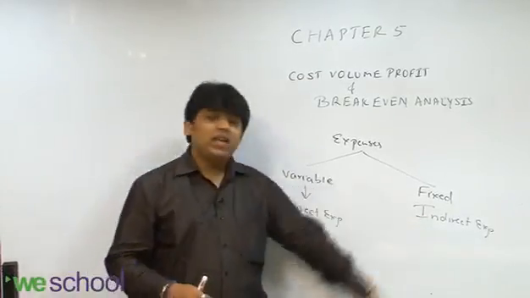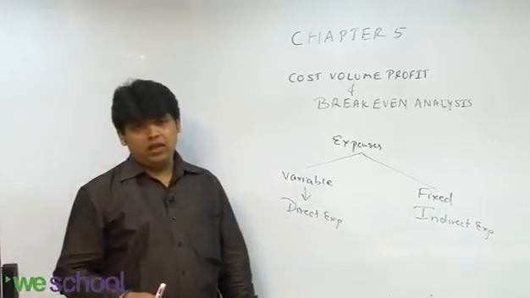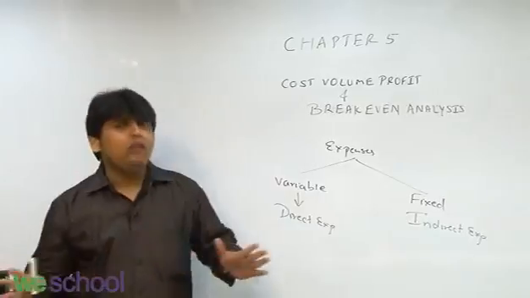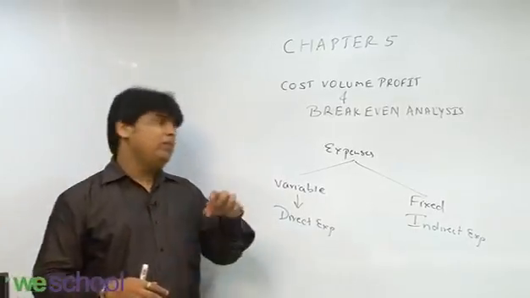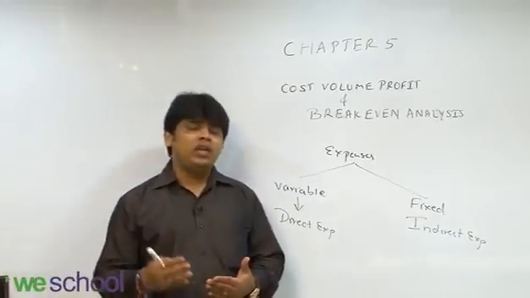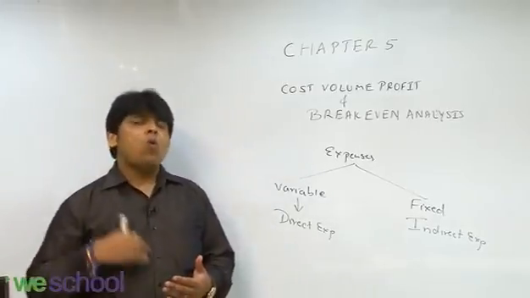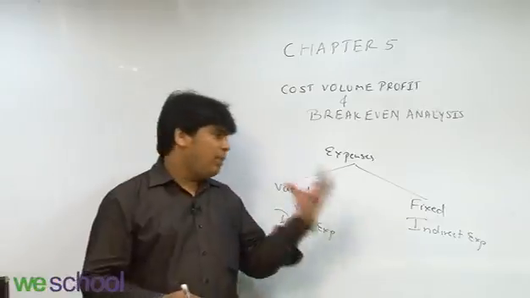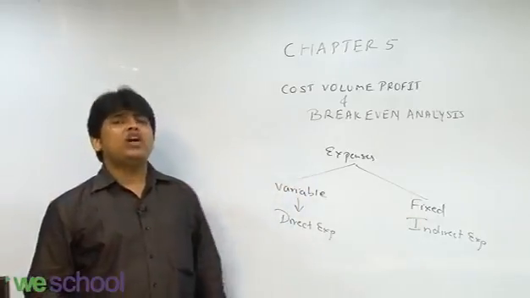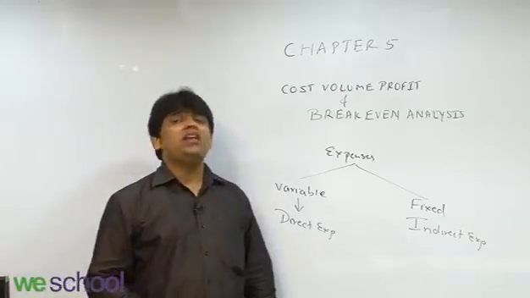Whereas fixed expenses are indirect expenses. Those are the expenses which do not fluctuate with the production level. It will remain the same whether the production is 0, 1, 10,000, 1 lakh or 10 lakhs. The amount of fixed expense will remain the same. It will not fluctuate because they are based on time.